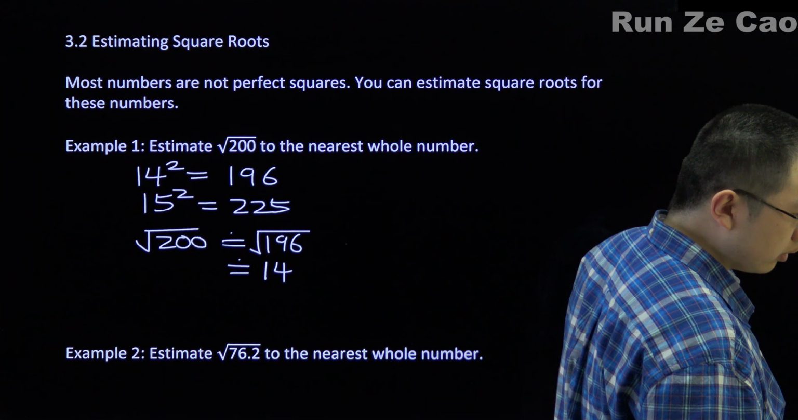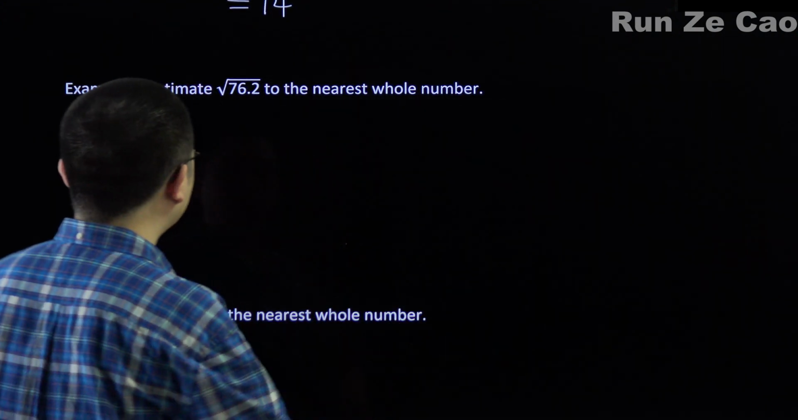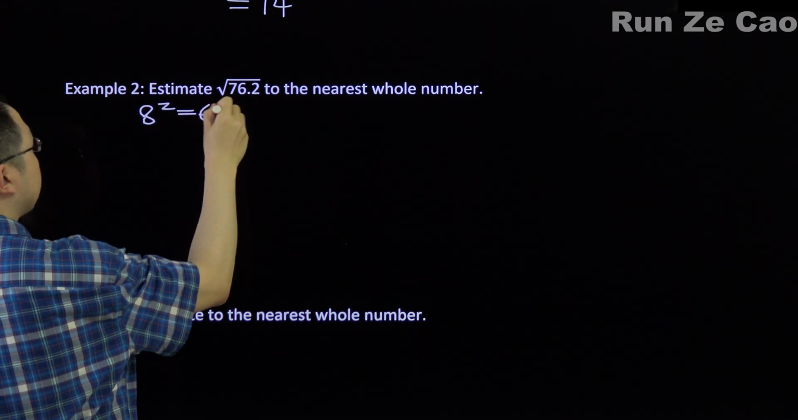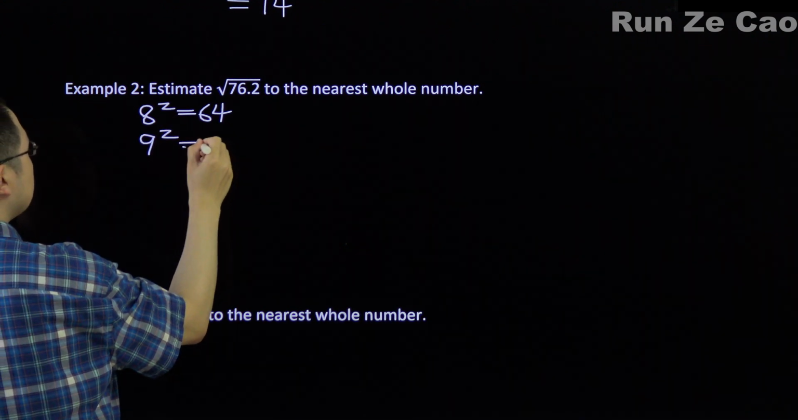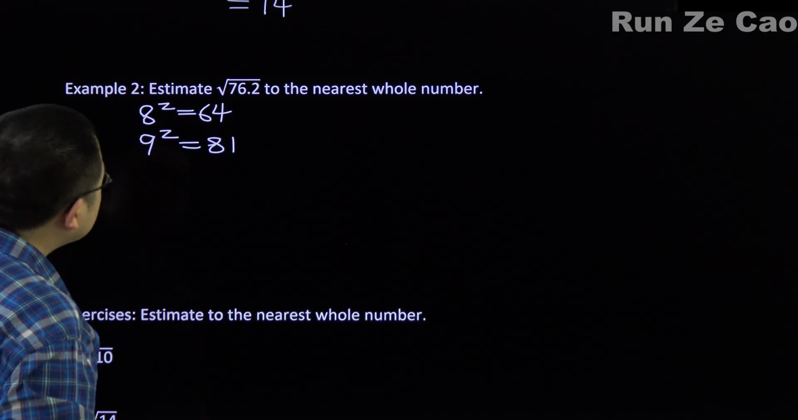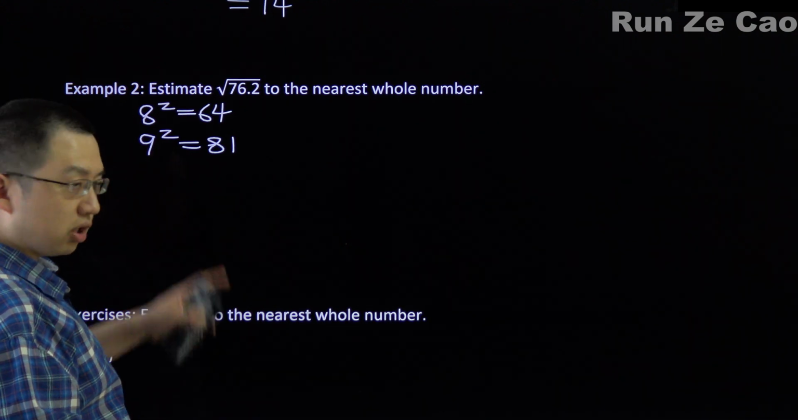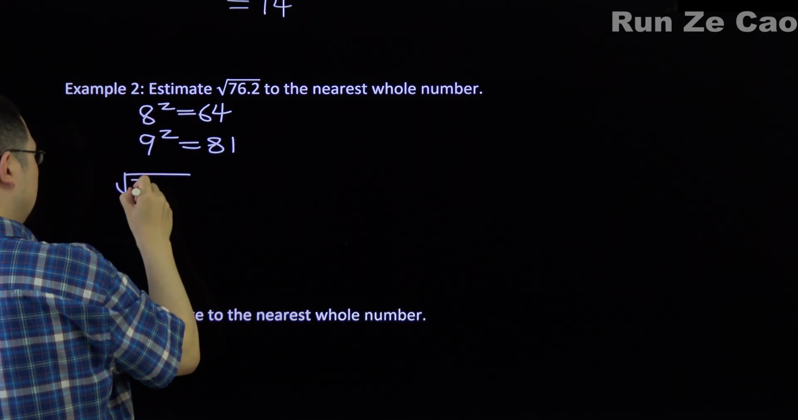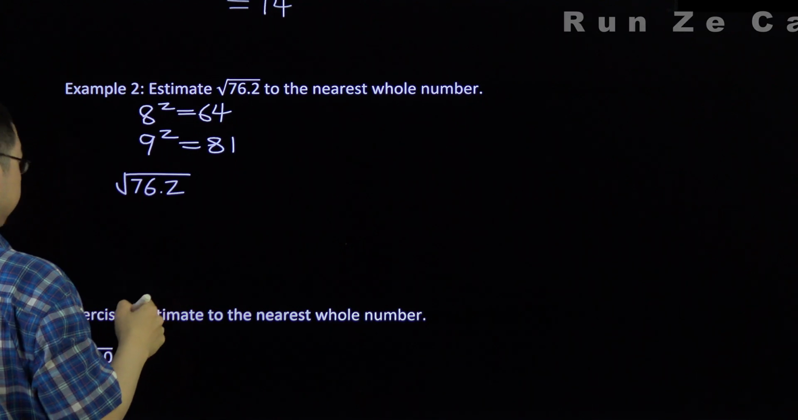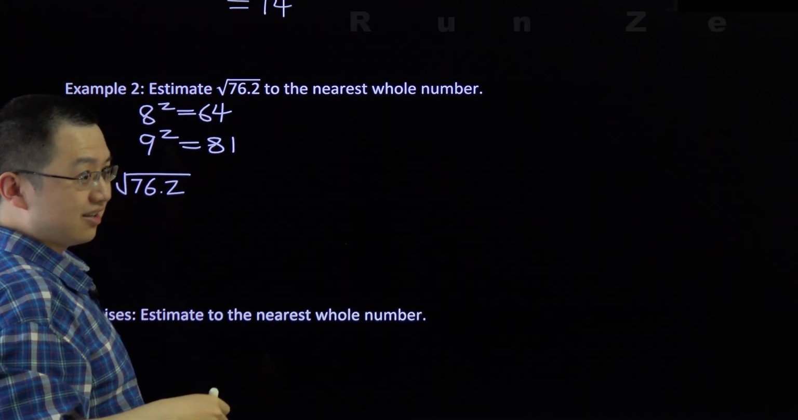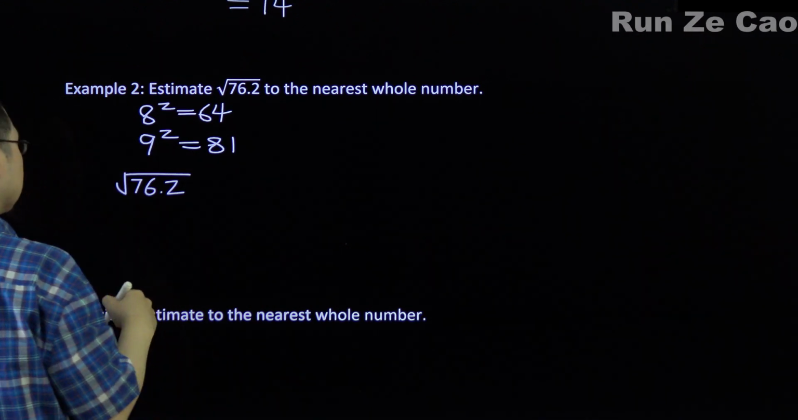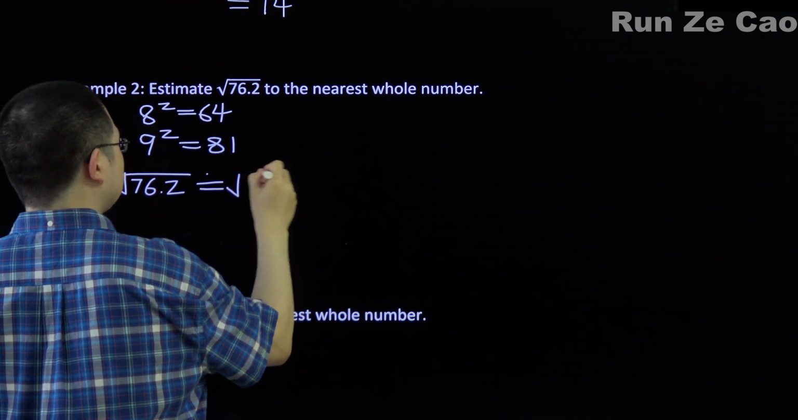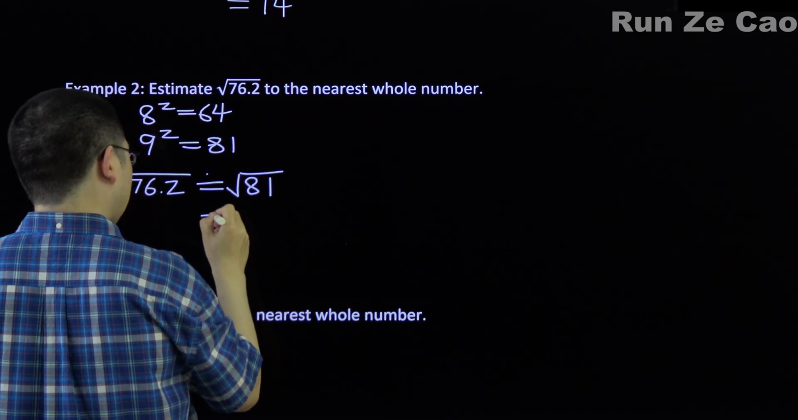Now, estimate the square root of 76.2 to the nearest whole number. Well, 8 squared is equal to 64. 8 times 8 is 64. 9 times 9 is 81. And 76.2 is much closer to 81. It says to the nearest whole number. That's why we're just going to do this and genuinely estimate instead of, well, brute force method. This is approximately the square root of 81. So that's approximately 9.